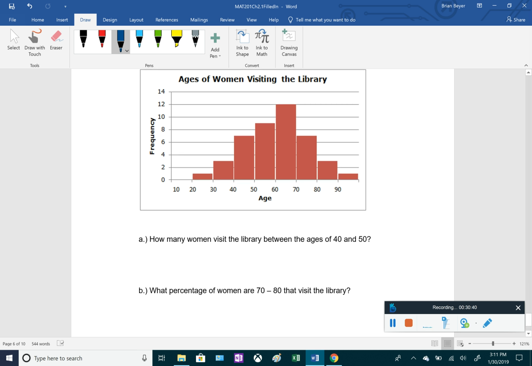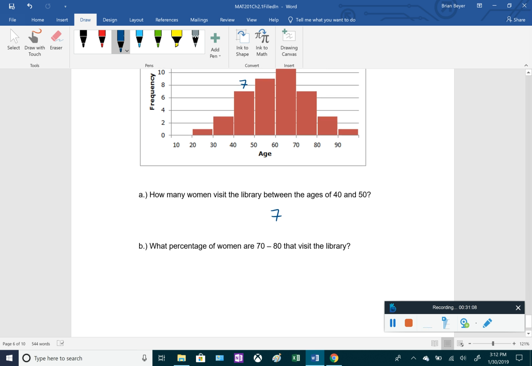For the first one, how many women visit the library between the ages of 40 and 50? So 40 to 50 is right here in the middle, and that bar goes up to a frequency of 7. That means 7 women between those ages visit the library for that data set.